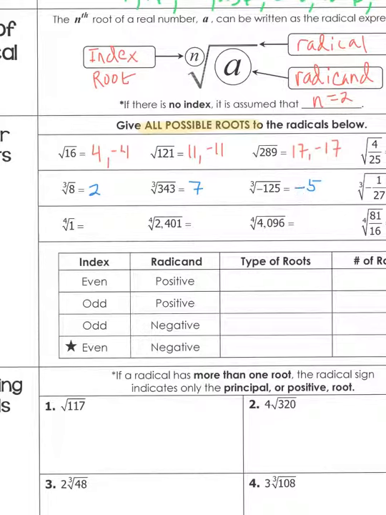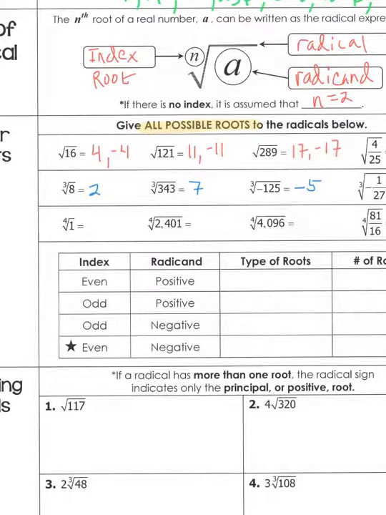negative answer. You cannot take an even root of a negative value. Reason being, if this were a negative 16, there is no number times itself twice that gives you negative 16. 4 times 4 is a positive 16. A negative 4 times a negative 4 is a positive 16. So then I have kids tell me, well, then it would be 4 times negative 4. Well, that's not the same number times itself. That's 2 different numbers, so that doesn't count.